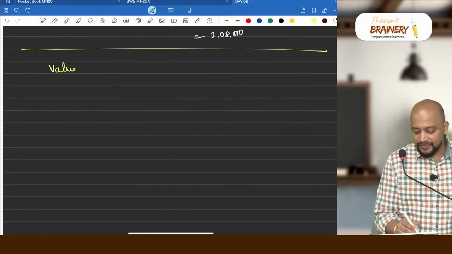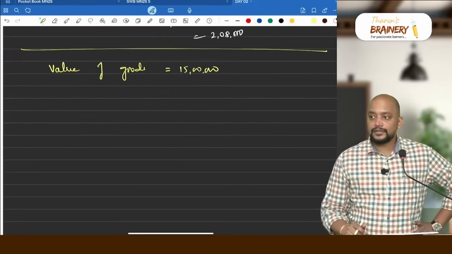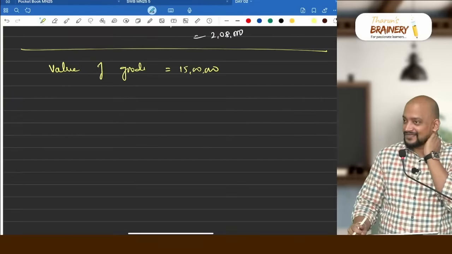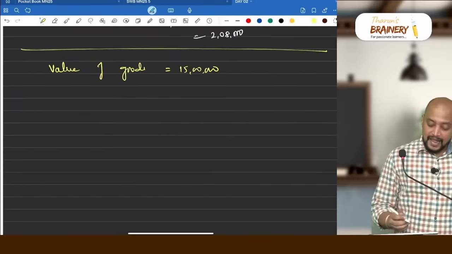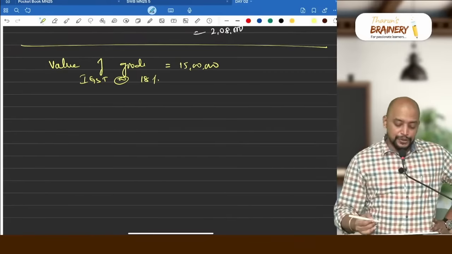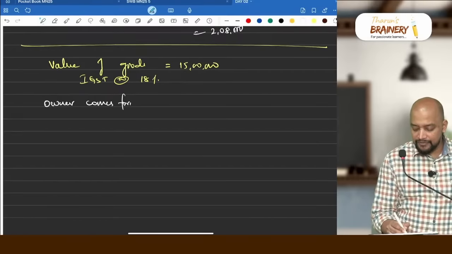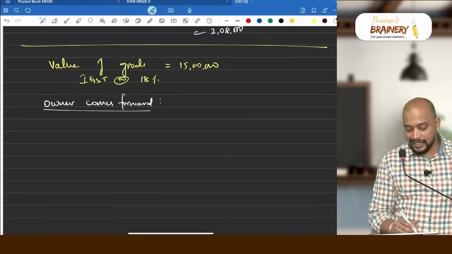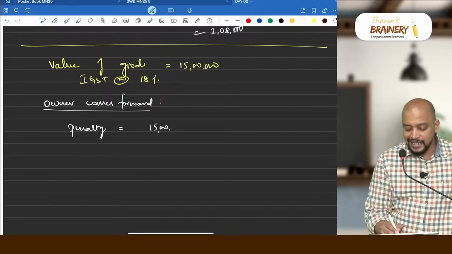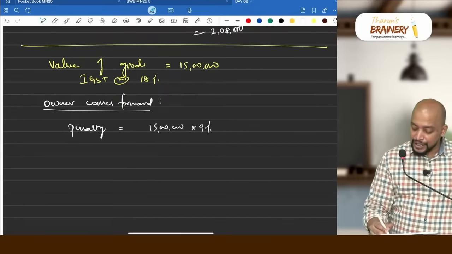If the value of the goods is 15 lakhs and IGST is at the rate of 18%, then what we need to do if the owner comes forward? How much will be taken as the penalty? The penalty will be 200% of tax. How do you need to compute? First you take 15 lakhs. After taking 15 lakhs, you take 9%. First you do it this way. Then you take 9% into 200%.